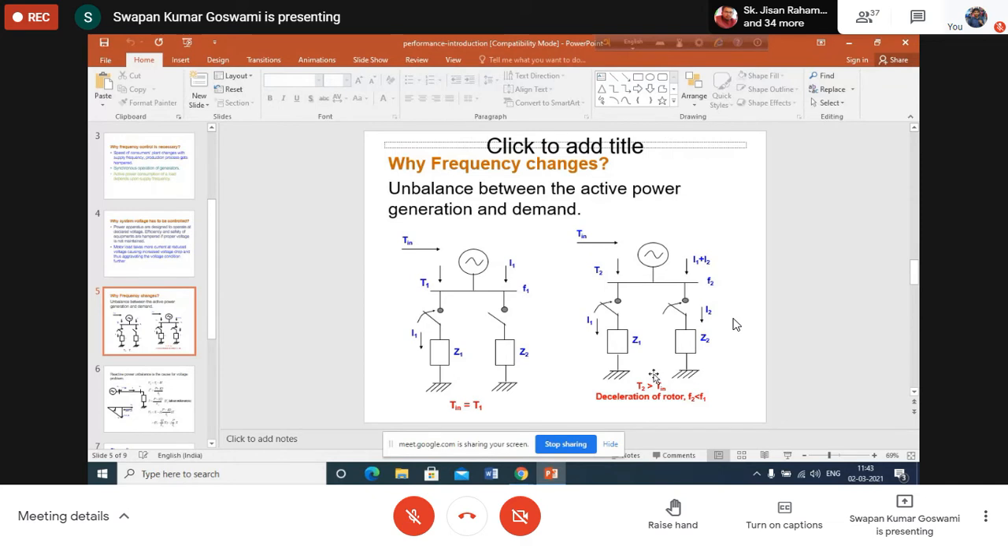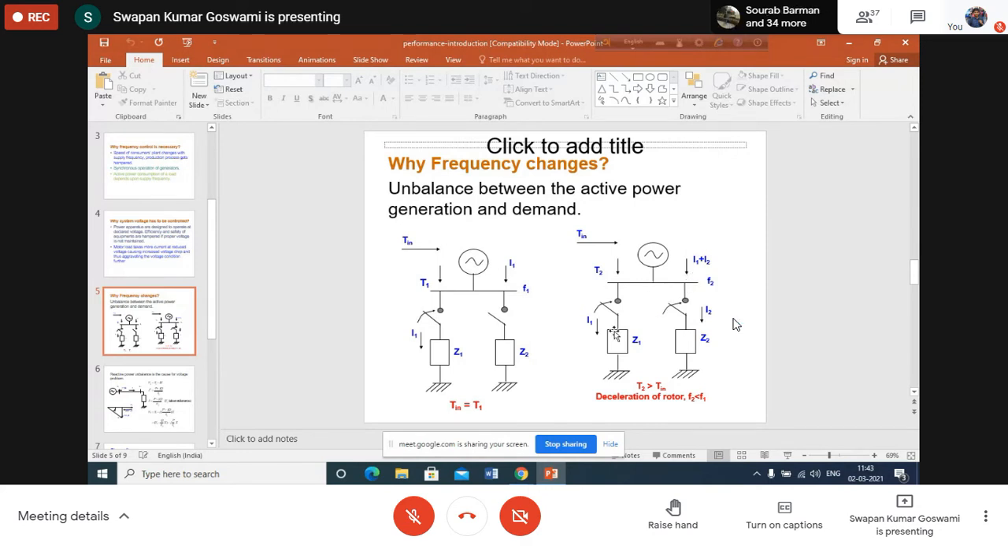Is it clear? That means immediately the torque output increases, but torque input remains the same. So as a result, the speed of the generator decreases. Therefore, since the speed of the generator decreases with the increase in load, what happens?